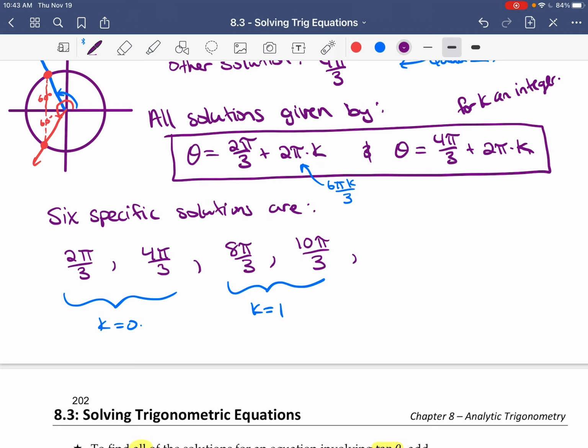Okay, maybe we want to do k equals minus 1. So that's going to be 2 pi by 3 minus 6 pi by 3, so that's minus 4 pi by 3. Or 4 pi by 3 minus 6 pi by 3, that's minus 2 pi by 3. So these values I found using k equals minus 1. Okay, so those are 6 different solutions. Obviously there's infinitely many because there's infinitely many choices for k.